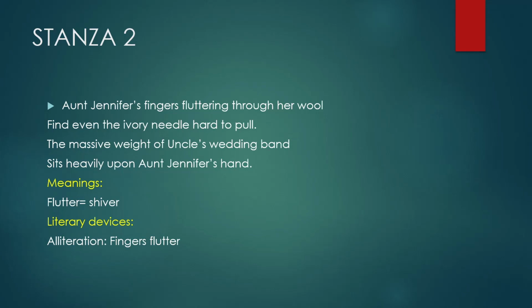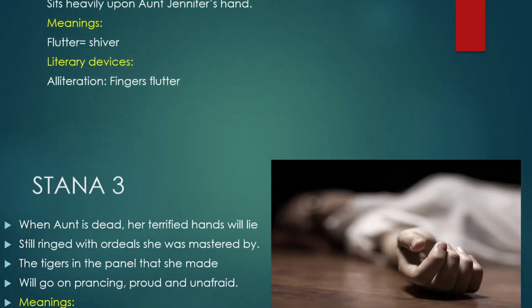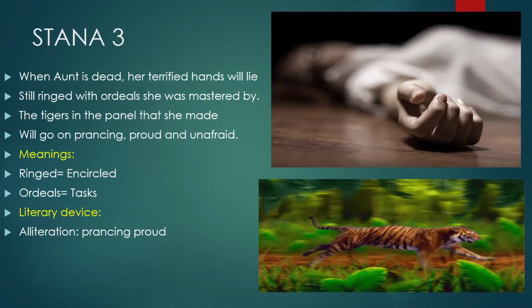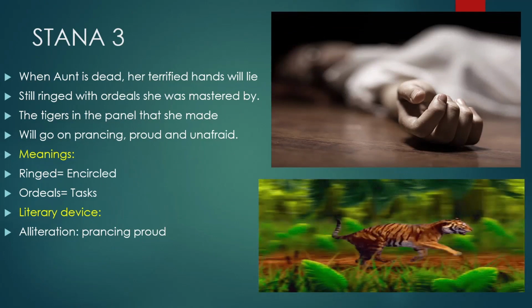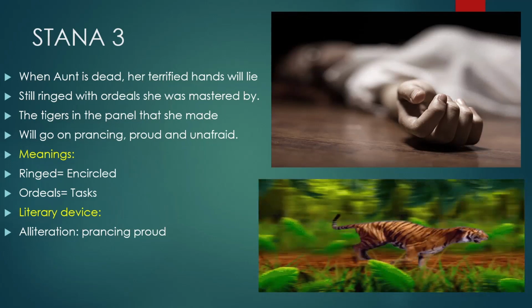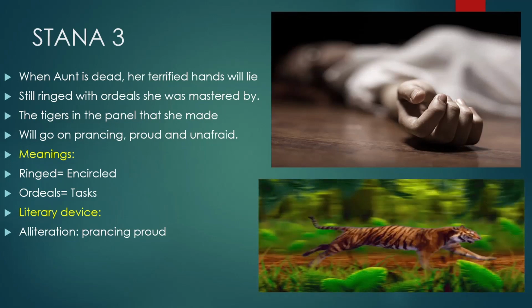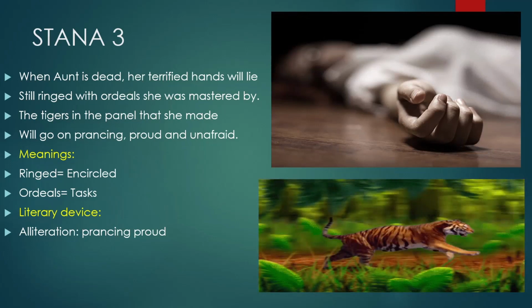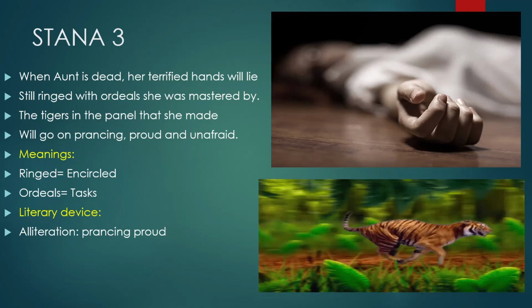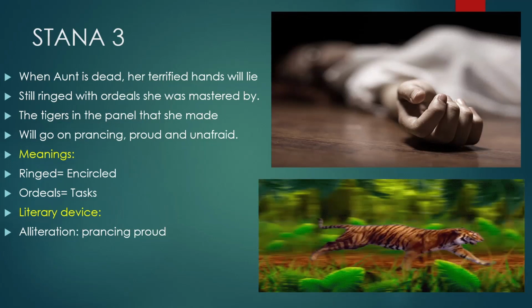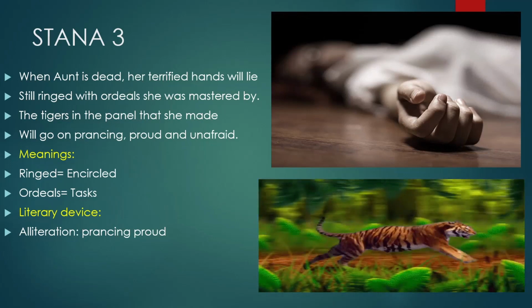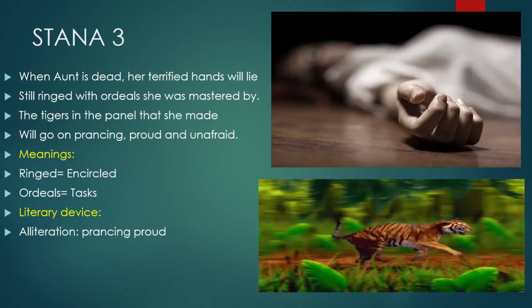Yeah, we'll go to the third stanza. In stanza 1, the writer had expressed her will and wish, how she wanted to lead her life. But in stanza 2, she had expressed her reality, how she is leading her life, Aunt Jennifer. Next, the third stanza is quite different.